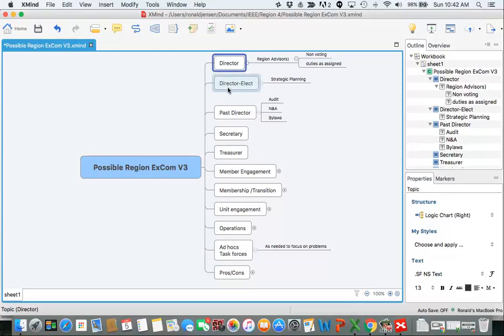Director-elect has in the past been responsible for strategic planning in Region 4.